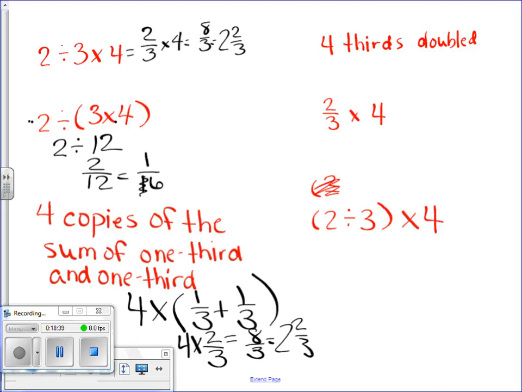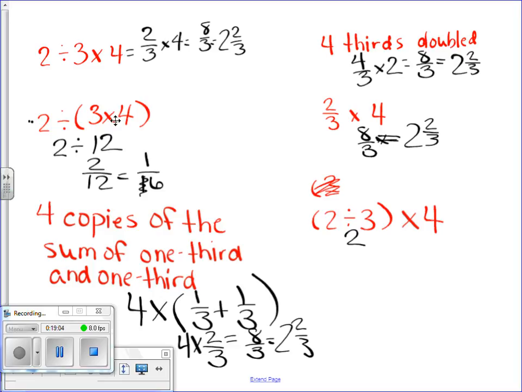4/3 double. 4/3 times 2 equals 8/3, which is 2 2/3. 2/3 times 4 is 8/3. Golly. 2 2/3. 2 divided by 3 times 4. Yep, 8/3.